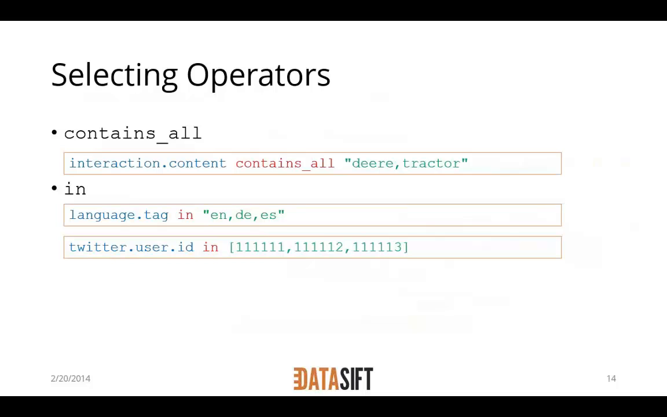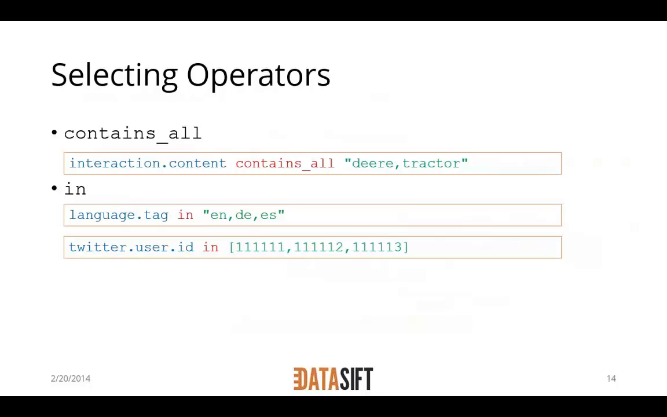Contains all. The contains any was like a logical or. So this or this or this or this. Contains all is like a logical and. It's saying I must have this and this. So you can have as many words as you like, comma separated, and you have to have all of them in the target in order to get a match.